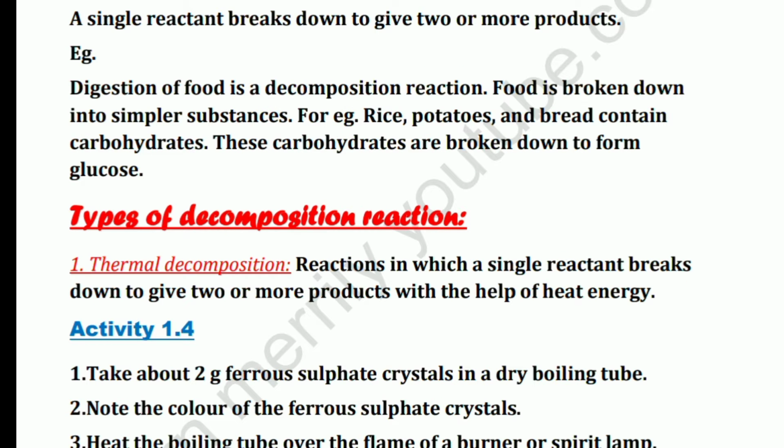Digestion of food is a decomposition reaction. Yes, of course, because the more complex food is breaking down into simpler substances inside our body. So definitely it's a decomposition reaction. For example, carbohydrates or starch are broken down to form glucose.